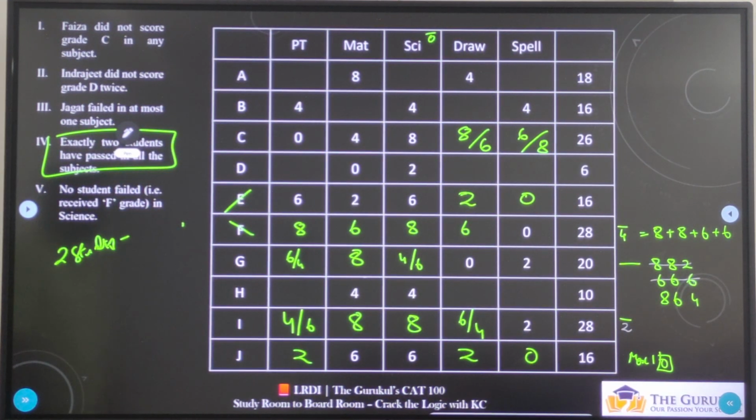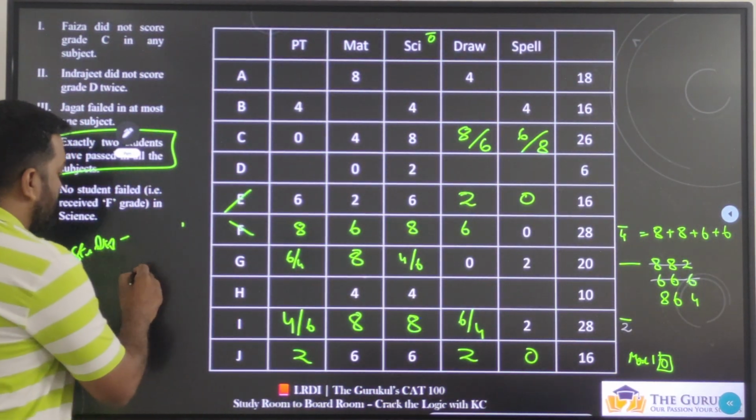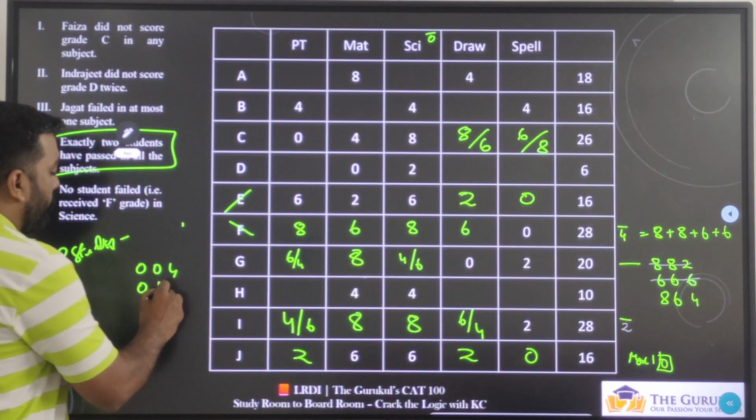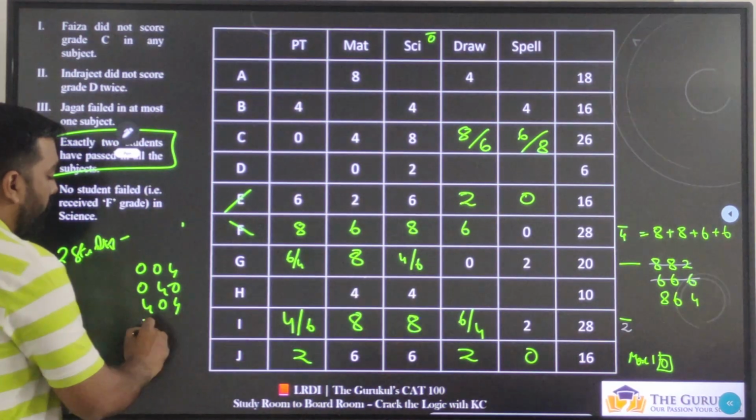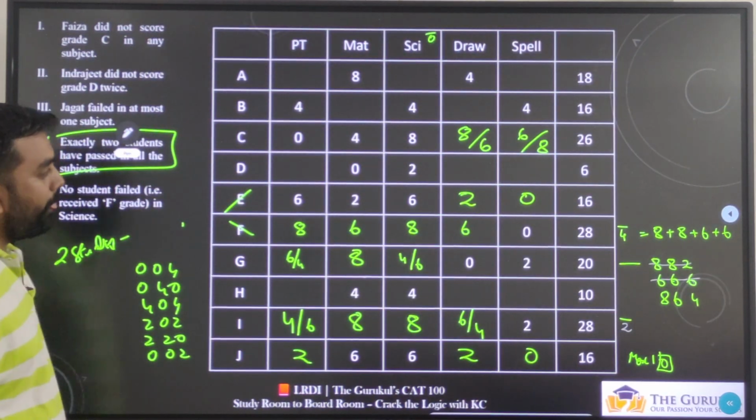Now next, what else we can do? Look at option D. Person D. Already 2 is done. We need to have 4. 4 as a sum of 3 numbers. 004, 040, 404, 202, 220, 002.